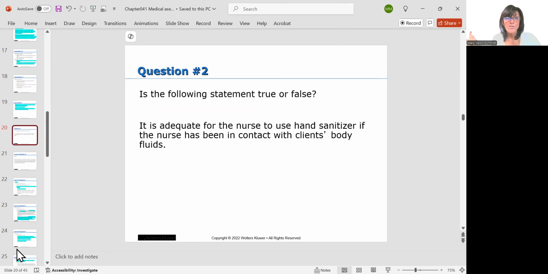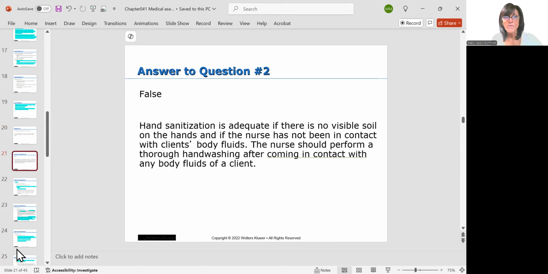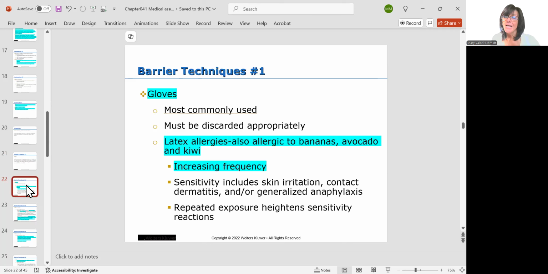Okay. Is the following statement true or false? It's adequate for the nurse to use hand sanitizer if the nurse was in contact with client's body fluids. If you said false, you would have been correct. If you have been in contact with body fluids, wash your hands. Wash your hands.